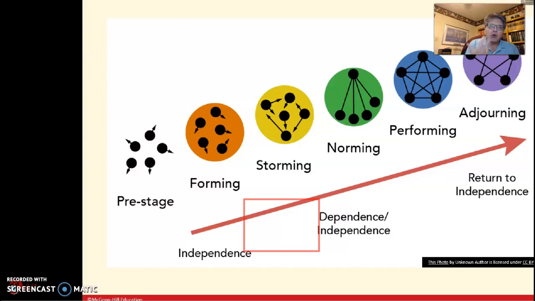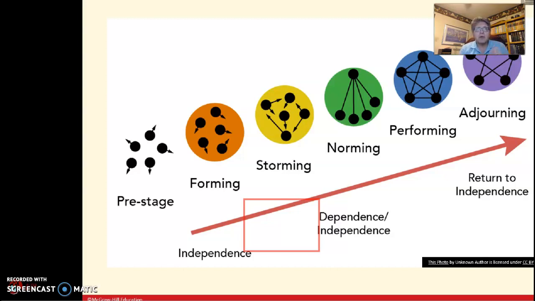The forming stage is when the group members come together and they begin to get acquainted with each other. That's the forming stage. The storming stage is a stage of conflict, as the word storm would imply. And the conflict stage is very important because it helps the group to establish a group culture and group norms. And so the third stage is the norming stage.